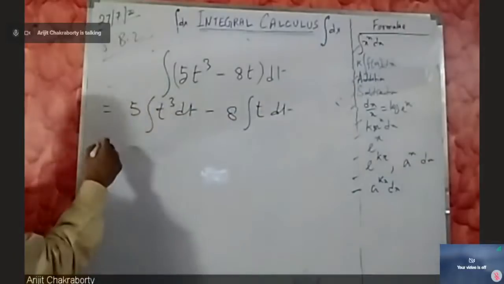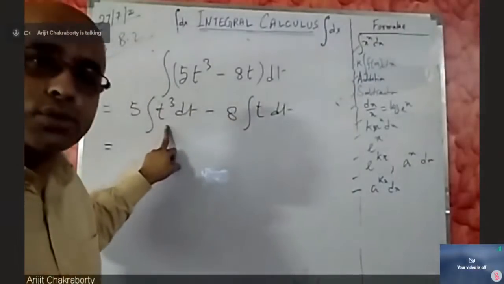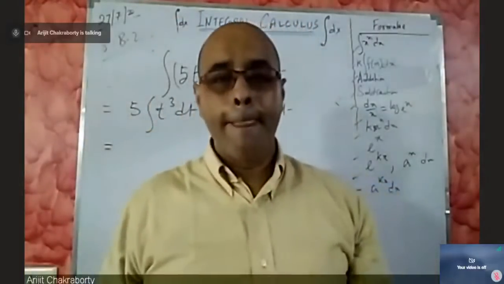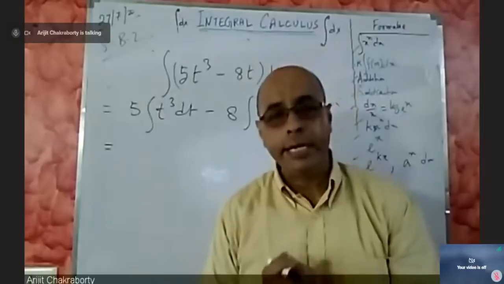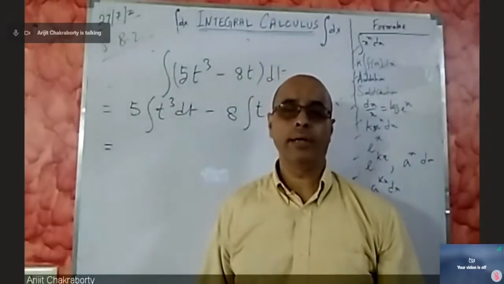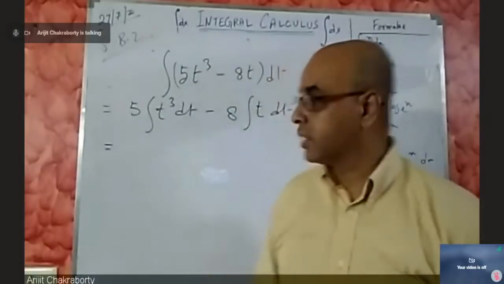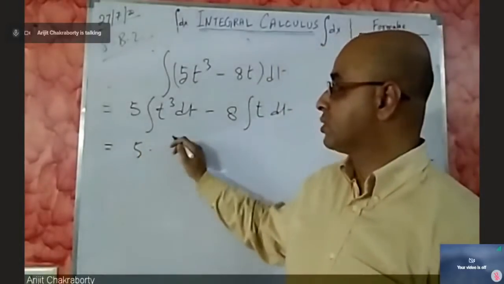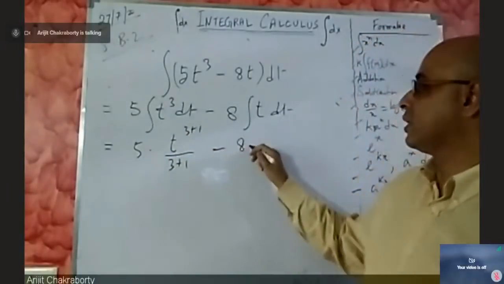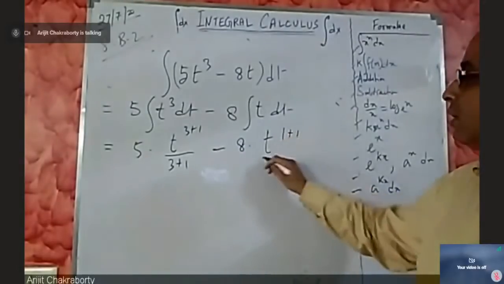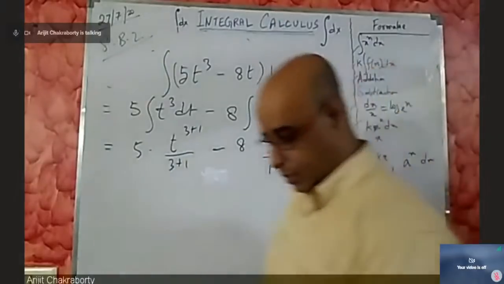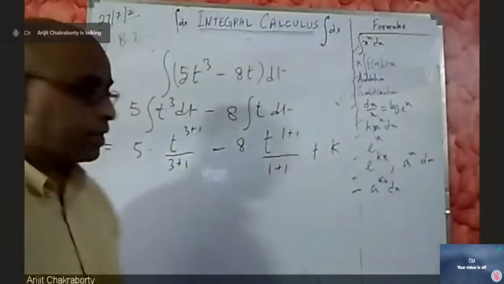So t cube is of the form x to the power n, and we know the integral of x to the power n dx is equal to x to the power n plus 1 divided by n plus 1. So directly applying the results, what do we get? 5 into t to the power 3 plus 1 by 3 plus 1 minus 8 into t to the power 1 plus 1 by 1 plus 1 plus the constant k. Okay, so this simplifies further.